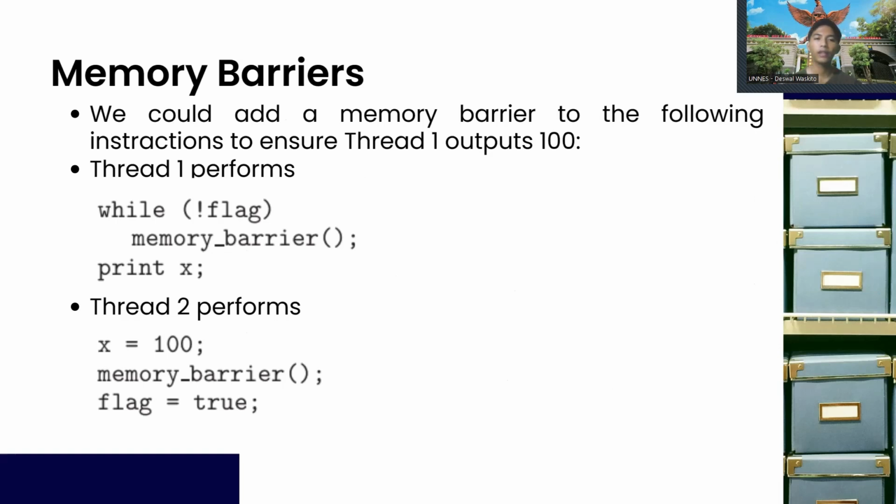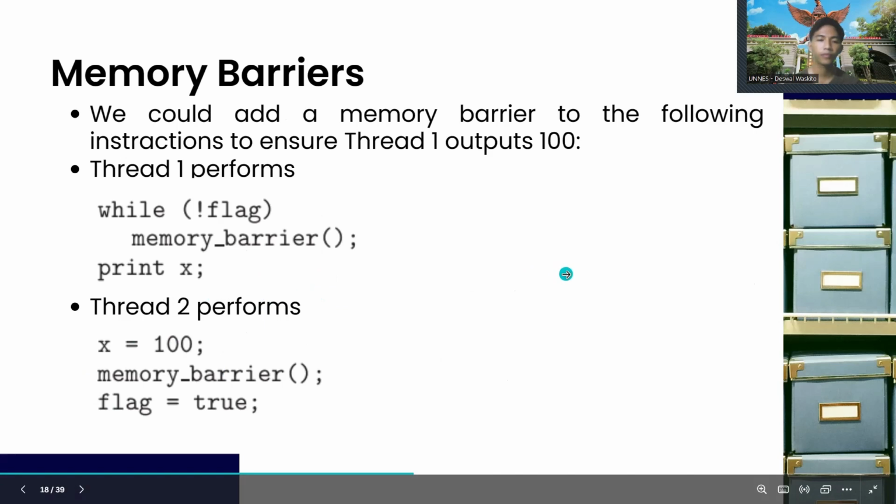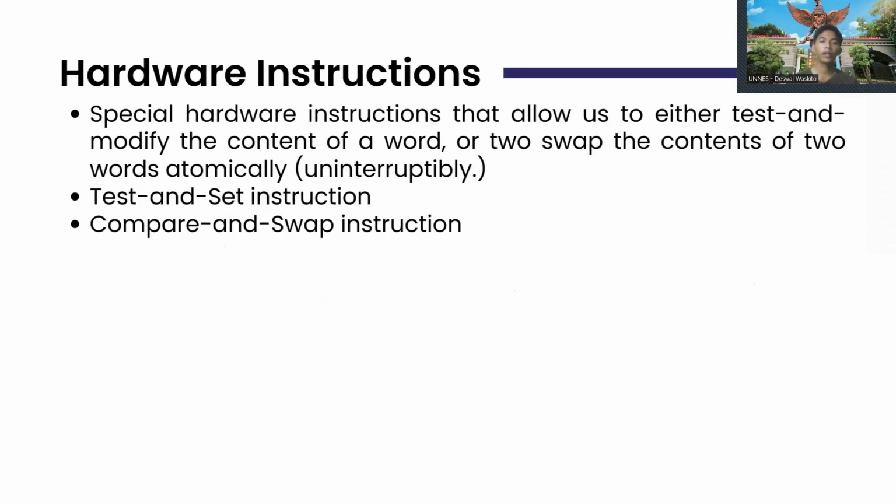Okay, we could add a memory barrier to the following instructions to ensure thread 1 outputs 100. Thread 1 performs like this, and thread 2 performs like this. Okay, and then the second one of the hardware support is hardware instructions. These are special hardware instructions that allow us to either test and modify the content of a word, or to swap the content of two words atomically. Test and set instruction and compare and swap instruction.